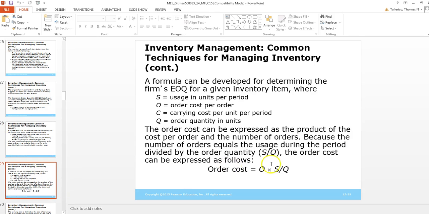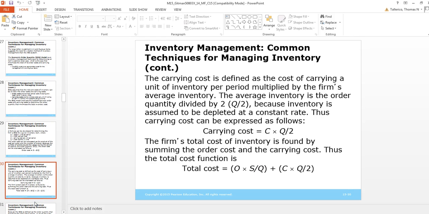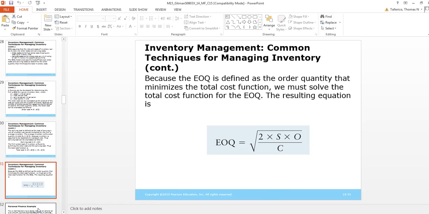Okay, and here's your order cost, and it's defined by the order cost per order times the usage in units per period divided by the order quantity. And your carrying costs are equal to the items listed again here. So your total cost is equal to this equation here. But how do we minimize our total cost? The way we minimize our total cost is with this equation here.